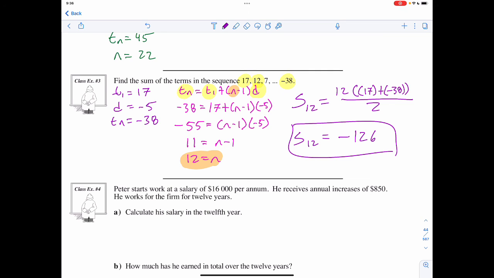So sometimes we'll have to use both formulas. We'll need to use the sequence formula to solve for key information that we need in order to use our series formula.